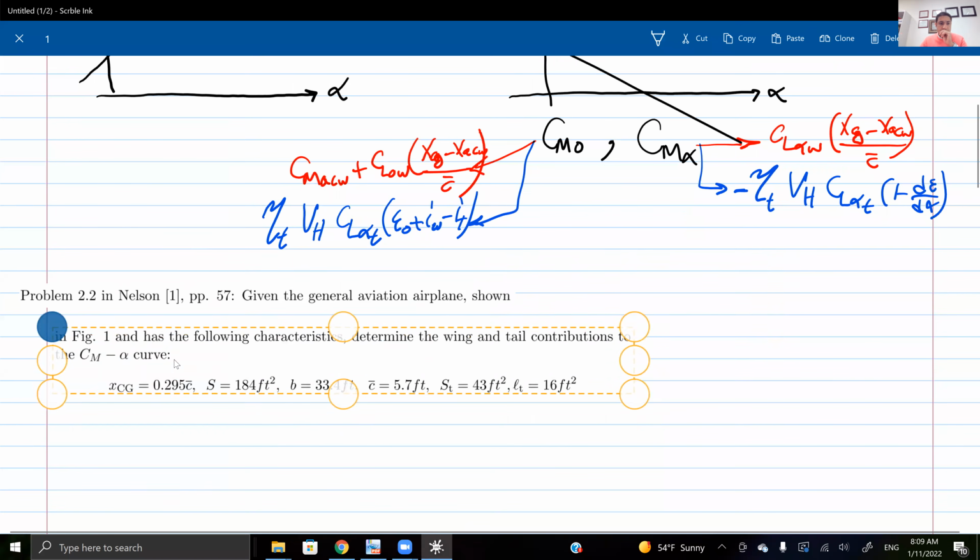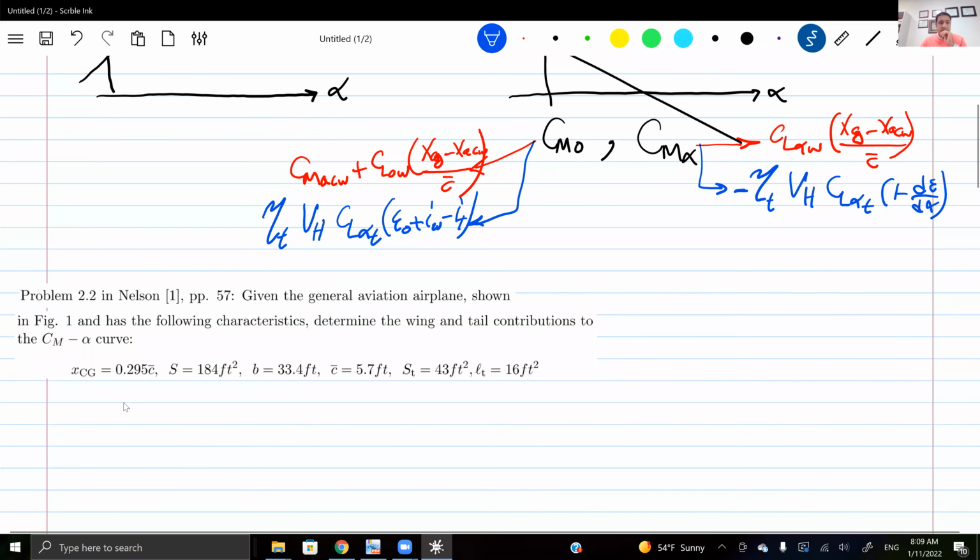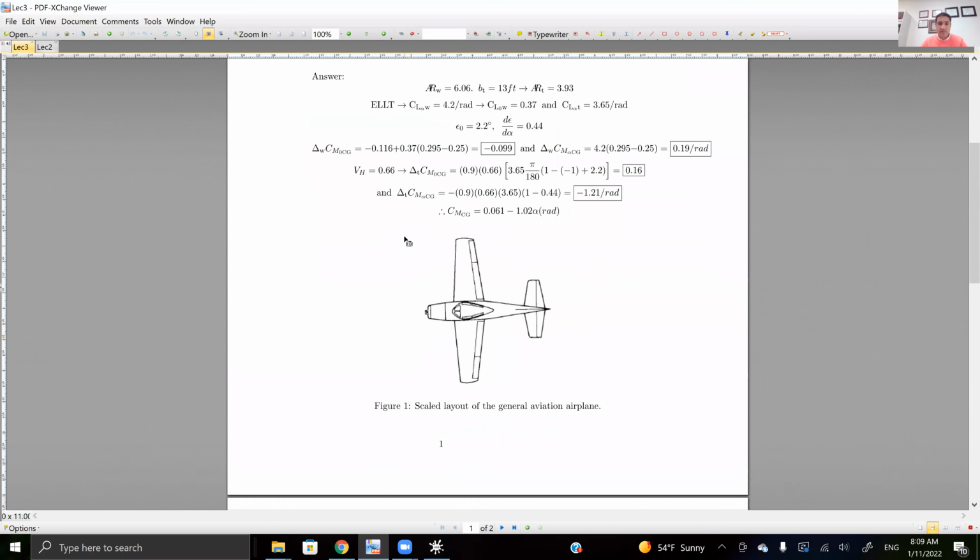So it's giving us a general aviation airplane, like one of the small and light airplanes that, if you want to get your license, you will have to fly first. You will learn your flight lessons on one of these airplanes. Here is the airplane, and it's given to scale.